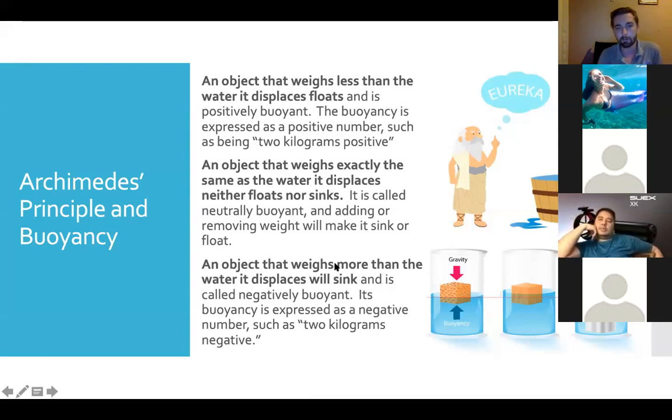So if something is neutrally buoyant, it's going to be not floating or sinking. That's kind of our perfect thing. That's what we as scuba divers want to be. But we do buoyancy checks at the beginning of our dive. And then we can call things either negatively or positively buoyant by their weight.